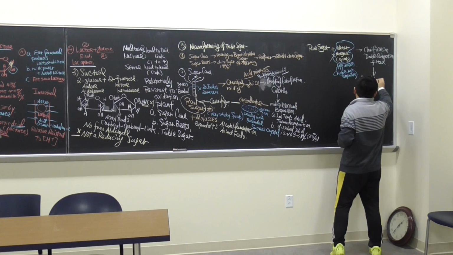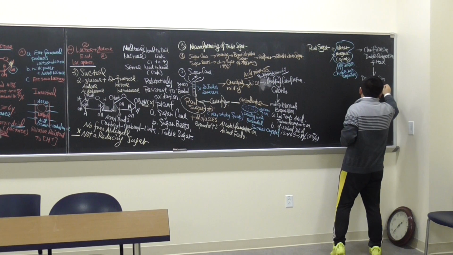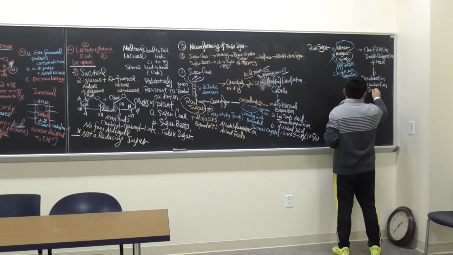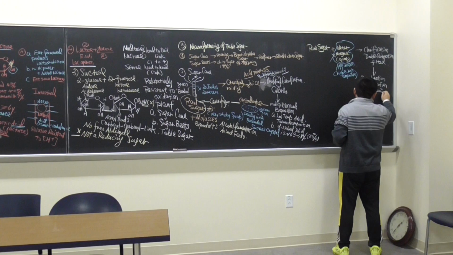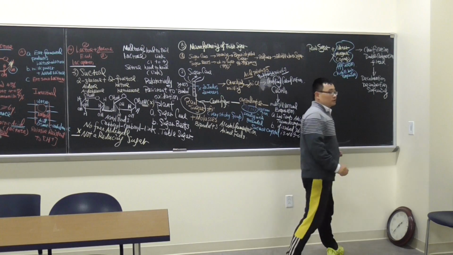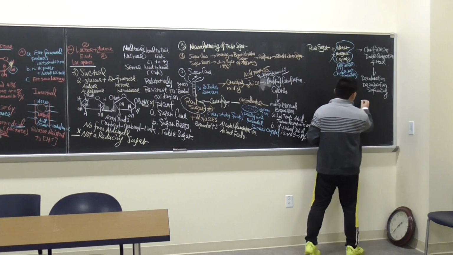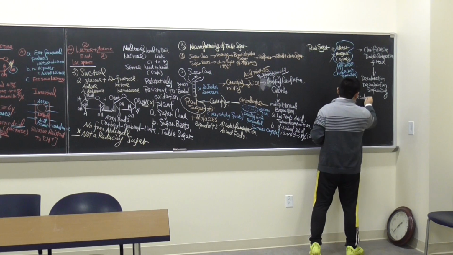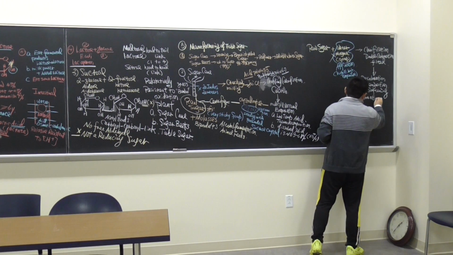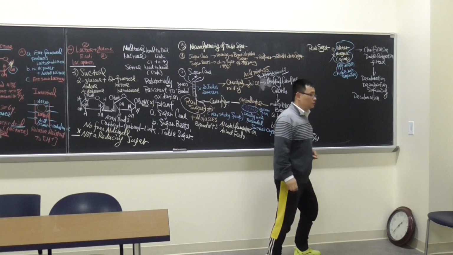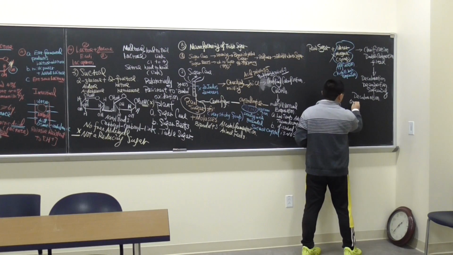Decoloration, demineralization, and softening. We need to do this. How do we do decoloration? How do we take out the color? We don't like those colors. Too yellow, too brown. What do we do?